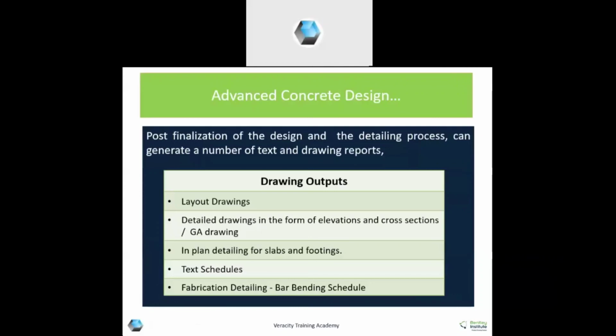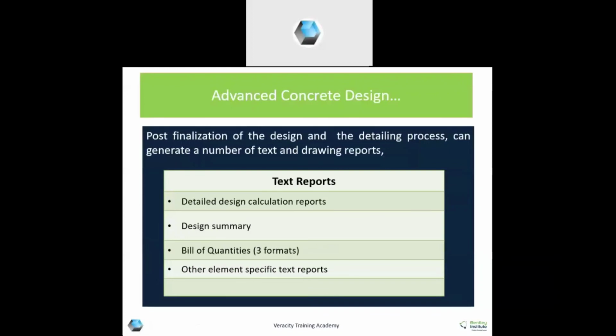Fabrication detailing, bar bending schedule you are getting. Text reports which you have to submit for proof checking or vetting. That is detailed design calculation, design summary, bill of quantities, and other force or pressure checks, whatever you need, you will get in the output.